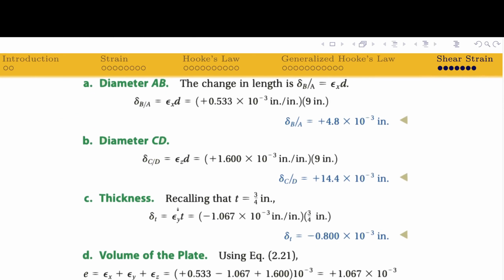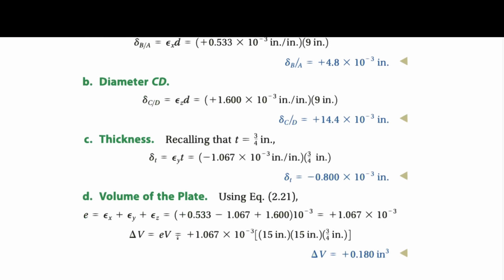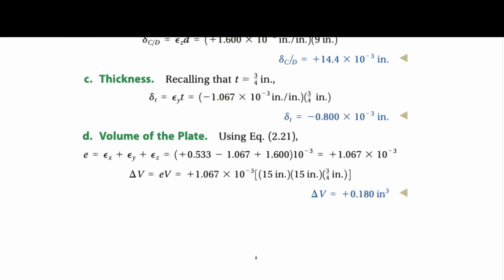Similarly, for the thickness, I have to now work with the epsilon y term. The change in the volume is nothing but the volumetric strain or the dilation that we had talked about, delta V by V. So if the dilation quantity is e, it is equal to epsilon x plus epsilon y plus epsilon z, and that gives me the total change in the volume.